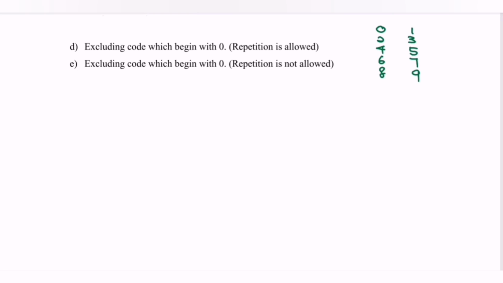So here we have the situation E, excluding the code which begins with 0 and repetition is not allowed. So here we have excluding the code which begins with the 0. So means that no 0 is allowed. So here we have the list. How many possible options that we can have for the first digit? And the answer is 9. So let's say we eliminate the 9. Next, we have to include the 0.